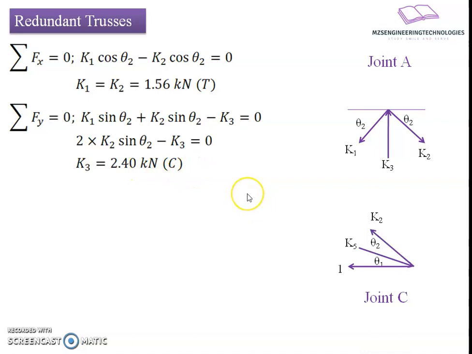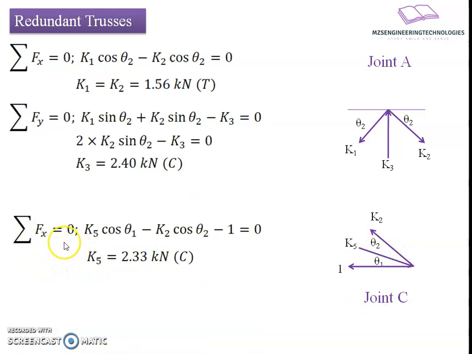Similarly, if we move towards the joint C, K5 is unknown. If I apply summation of force in x direction, we get a relation K5 cos theta 1 minus K2 cos theta 2 minus 1. Among this, we know the value of K2. If we substitute that, K5 comes to be 2.33 kilonewton in compression.